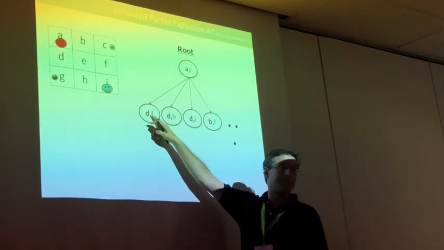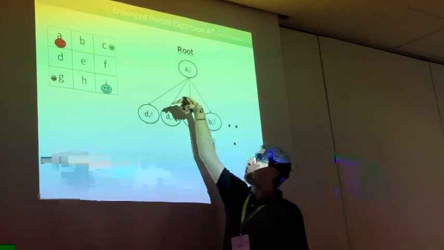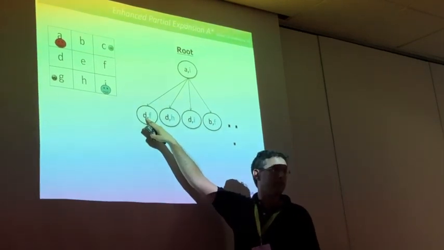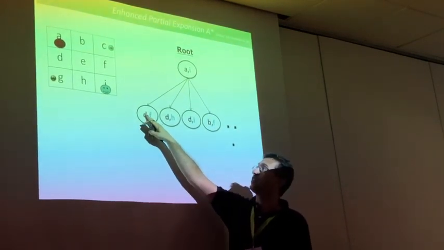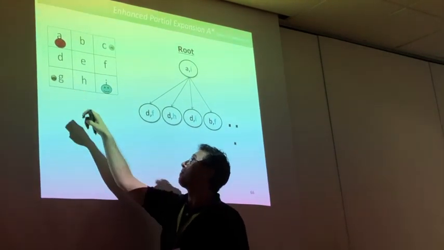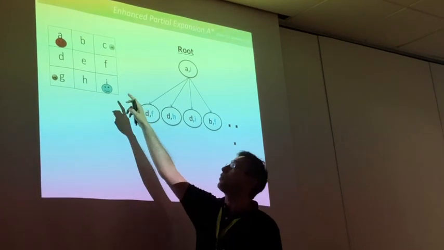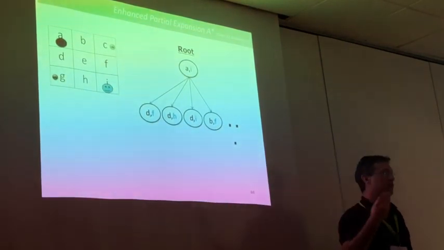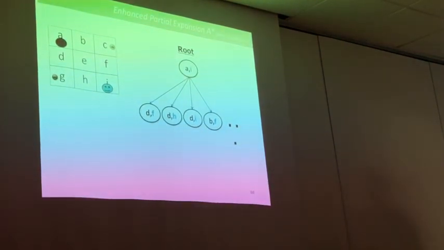I'll take a look at this state. Both agents moved, so its G value is 2, and the H is the shortest path from D to its goal, which is 1, and from F to its goal, which is 1 also. So the heuristic would be 2, because they have to make at least 2 more movements to get to the goal.